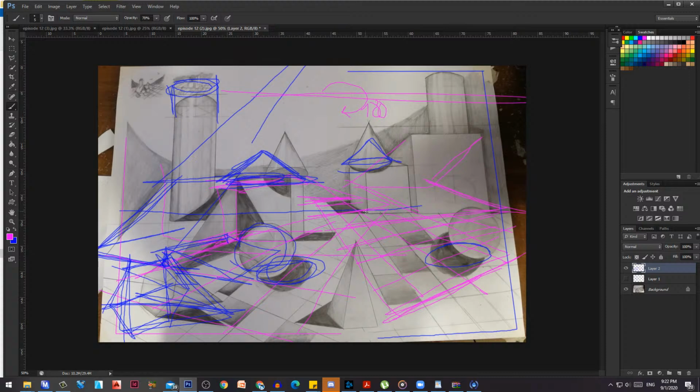Now we need to move fast. So we corrected this stuff. Now we've got a correct perspective. Quick recap. How do you construct a horizontal ellipse? Rectangle. Diagonals.